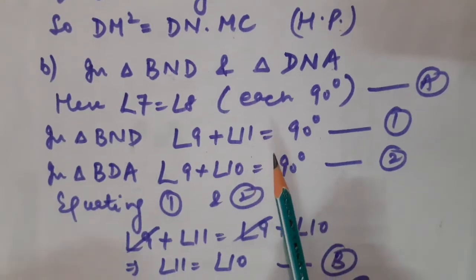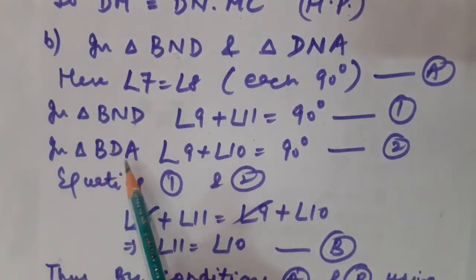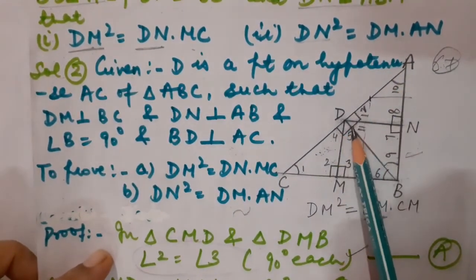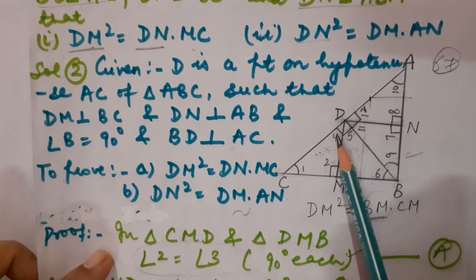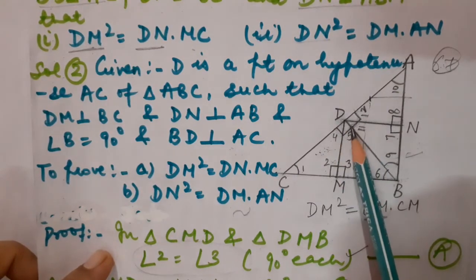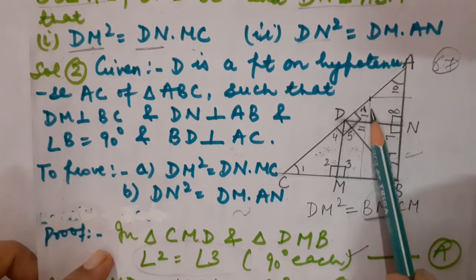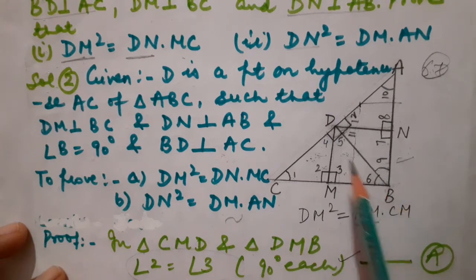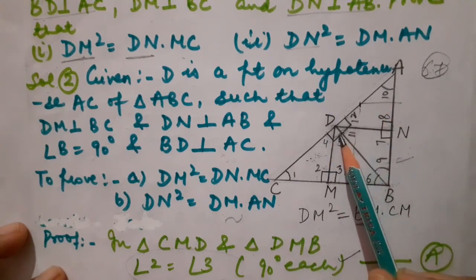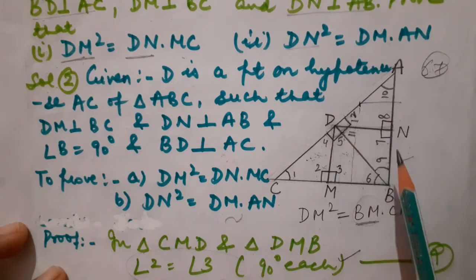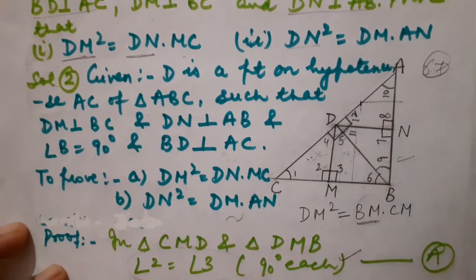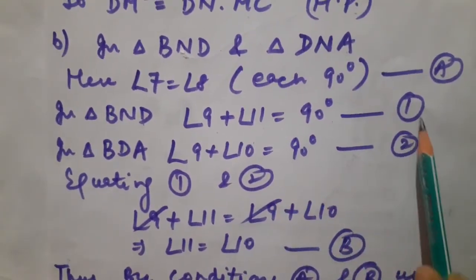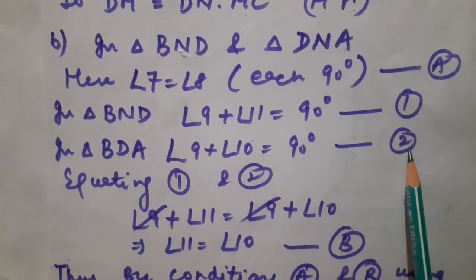Correct? Now let us take the bigger triangle, that is triangle BDA. In triangle BDA, leave this part because it will also be of 90 degrees. Correct? As complete it is forming 180. This part is of 90. So angle 11 plus angle 12 will also be of 90 degrees. So in triangle BDA, if I leave angle 11 plus angle 12, I can get angle 9 plus angle 10 is equal to 90 degrees. Correct? Here it is. So again let us consider them as equation number 1 as well as equation number 2.